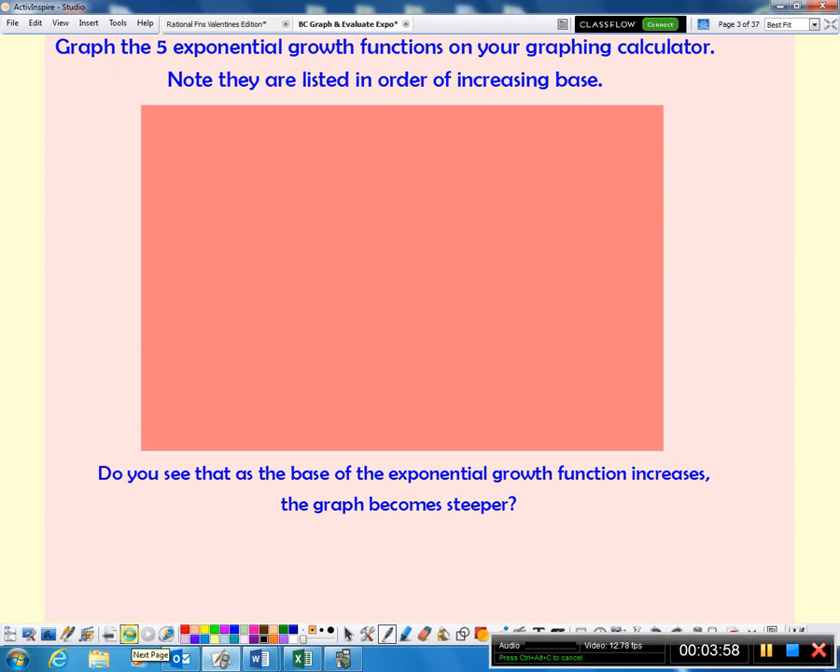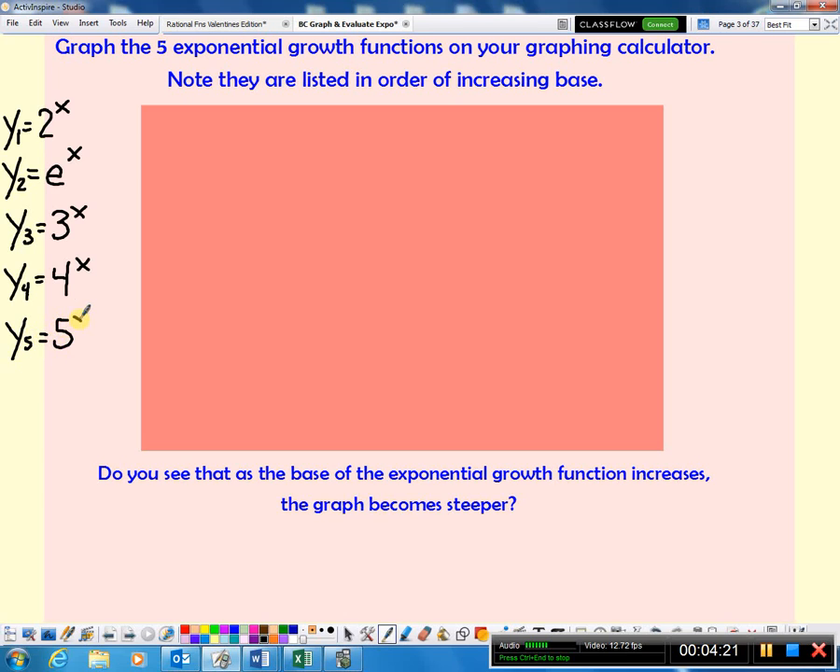Now, if you were to graph in y sub 1 on your calculator 2 to the x, in y sub 2 e to the x, in y sub 3 3 to the x, in y sub 4 you could graph 4 to the x or 5 to the x, and this could go on and on. I might skip and look at 10 to the x. If you graph any number of those, you'll notice that I have allowed the bases to get larger and larger and larger. Remember, by the way, that e is approximately 2.7. So that's why I put e to the x between 2 to the x and 3 to the x.